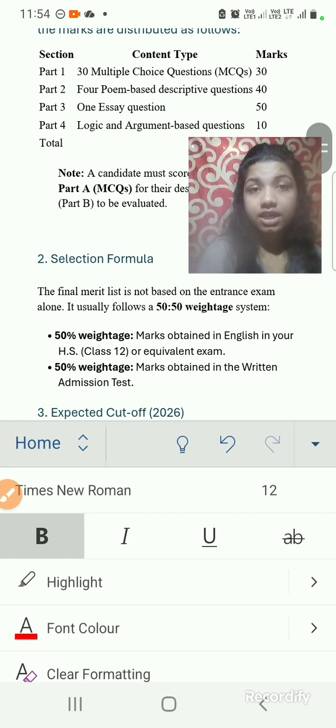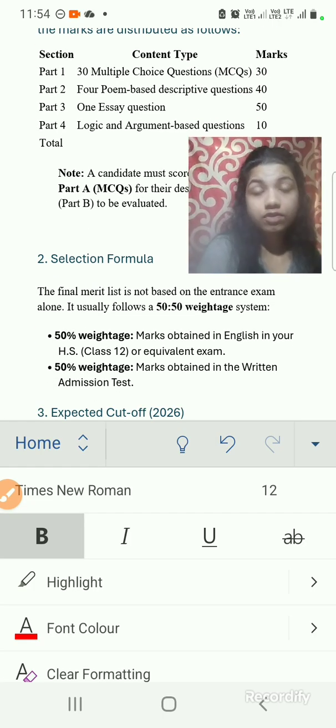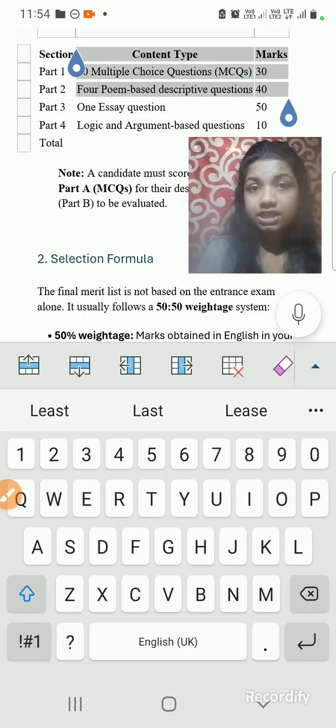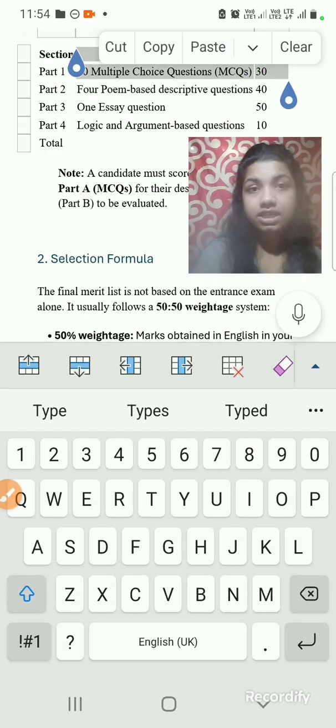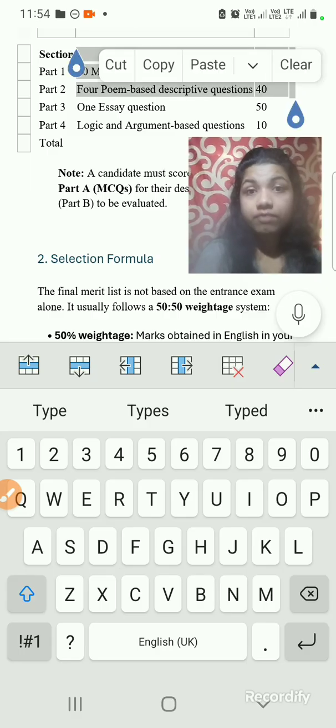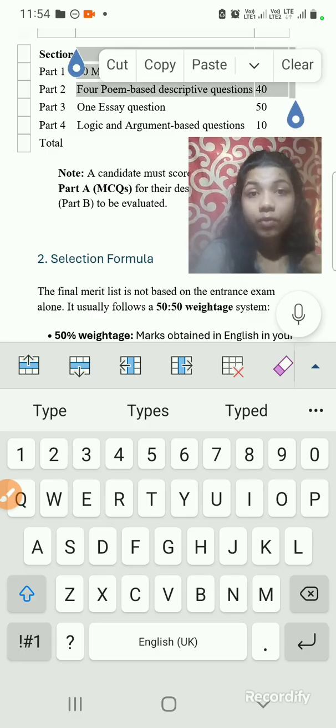Here you are seeing that in part 1 there would be MCQs. 30 MCQs would be there, and for that 30 marks are available. Then part 2 says there would be 40 marks of questions from a poem, and 4 questions would be there.